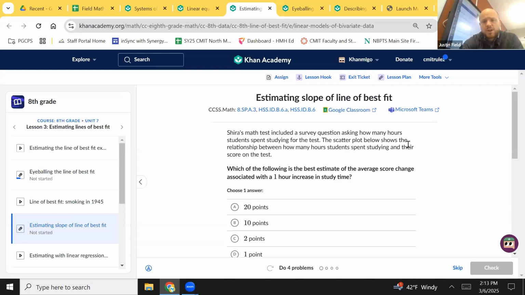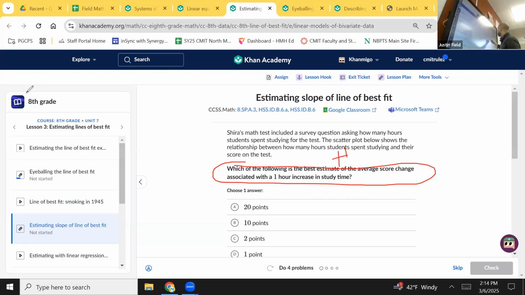The scatter plot below shows the relationship between how many hours students spent studying and their score on the test. Which of the following is the best estimate of the average score change associated to 1 hour increase in study time? So after you write this down, just circle it and write, they are asking for the slope.